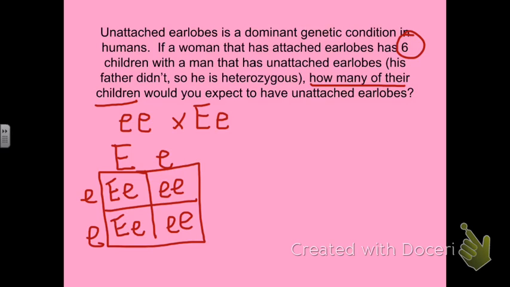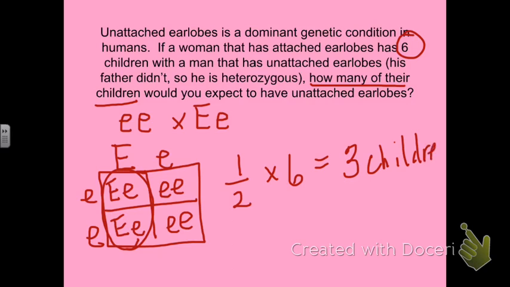All right, looking at this, we want to know how many would have unattached earlobes, which is a dominant condition. So we've got unattached earlobes in both of these individuals here. So you would expect half of their children to have attached and half to have unattached earlobes. So half of the 6 is 3 children. And there's your answer, 3 children.